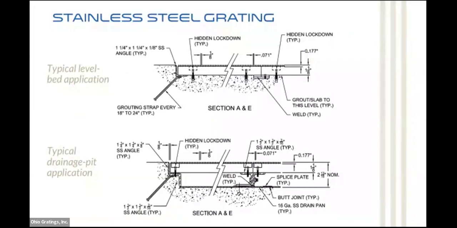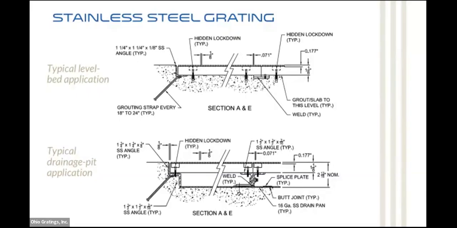Here's a look at some of the section views with the stainless steel grating. In this case, there will need to be 1 inch of bearing for this material. It's just something to pay attention to as you're incorporating your design. You want to make sure that you have at least 1 inch of bearing for the material. You could have hidden or visual lockdowns in these applications, and level bed or drainage pit applications as well, depending on the entrance pit and the design in the entranceway.